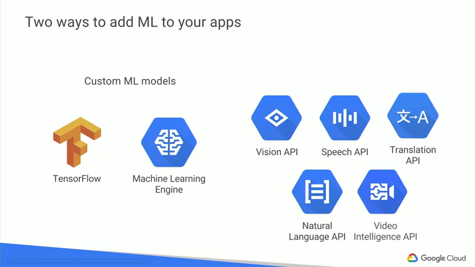What I want to focus on today is the right-hand side, and this is what I like to call friendly machine learning. These are a set of pre-trained APIs that give you access to pre-trained machine learning models with a single REST API request. I'm going to be talking about each of the APIs in detail along with some live demos.